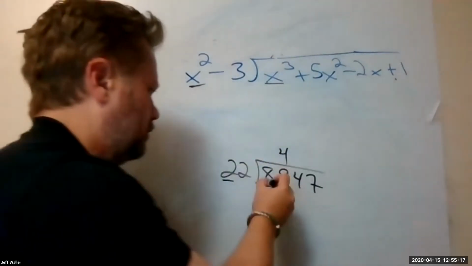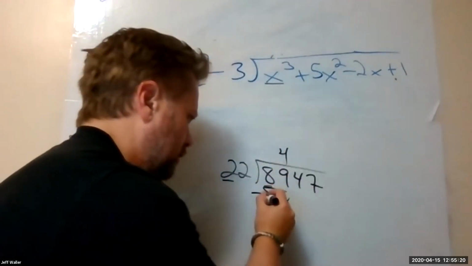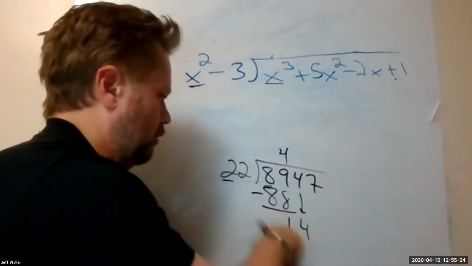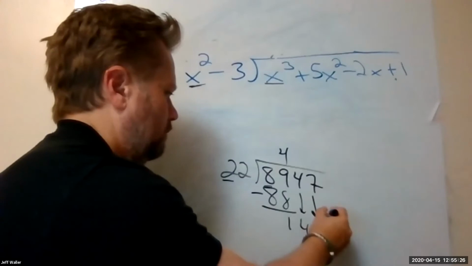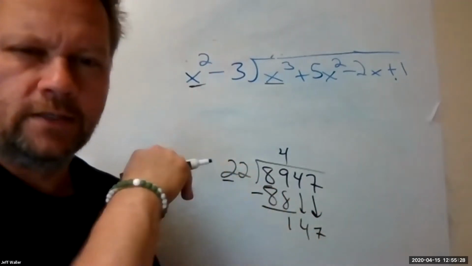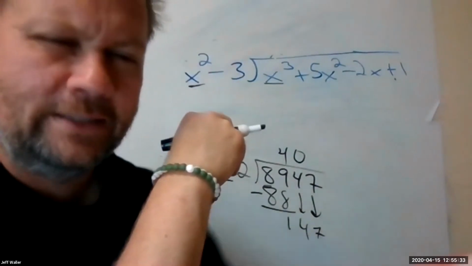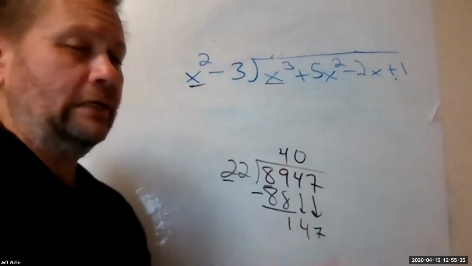And then 4 times 22 is 88, and then I change the sign, and then I put those, and then I bring this down. Does 2 go into 1? No, so I need another, right? And then you put a 0. I don't know if you guys remember all that. Remember that? That could come up here.